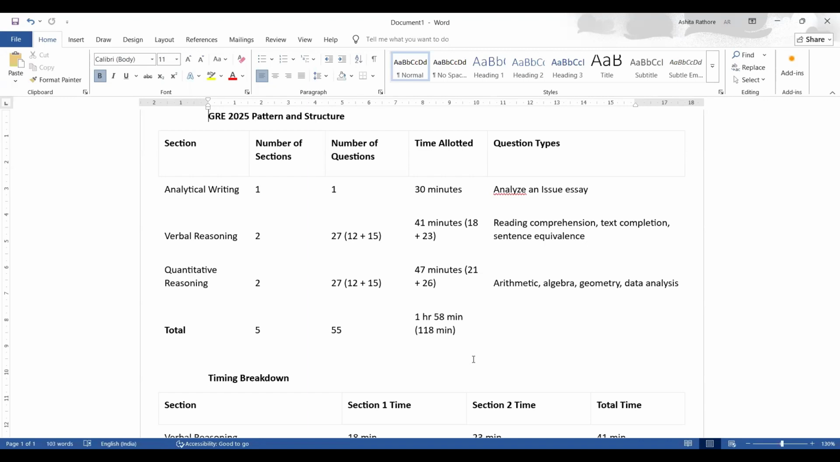Clear हुआ सबको? Yes, ma'am. ठीक है? So again, apart from reading comprehension, we can see that text completion and sentence equivalence are heavily dependent on contextual vocabulary and understanding, and knowing as many words as possible. So this is the verbal reasoning part.